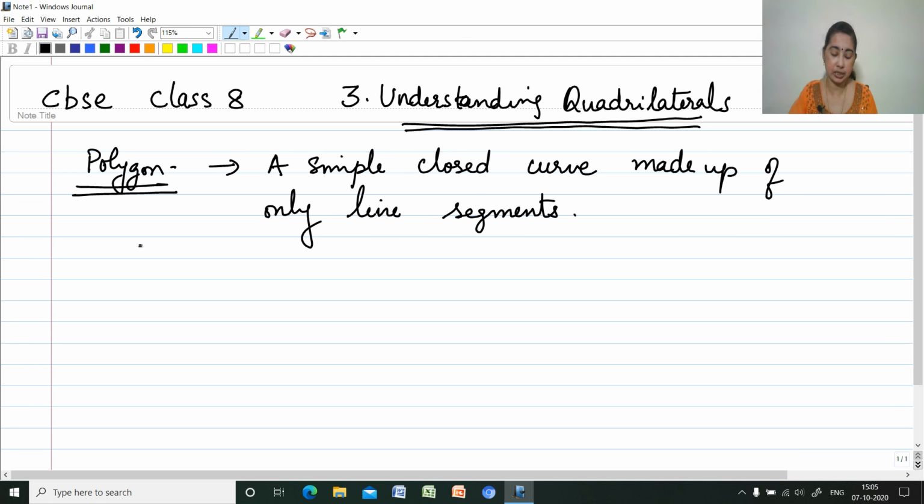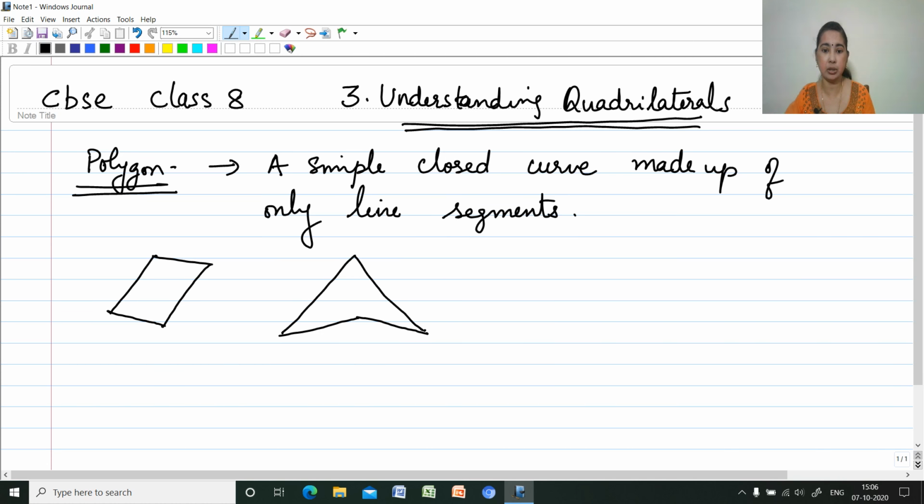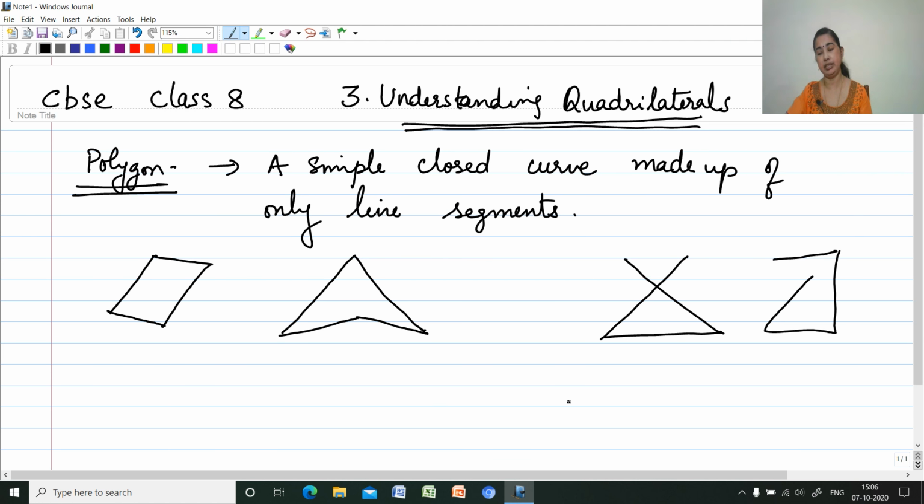Some of the polygons I'll show you here. This is a polygon because it is only made up of line segments. Then this also is a closed polygon because it is also made up of line segments. Then what about the others which are not polygons? This is not a polygon, because it should be a closed figure. Here we can see that it is not closed. Then another figure is made up of line segments, but it is not a polygon. It is not a closed figure.